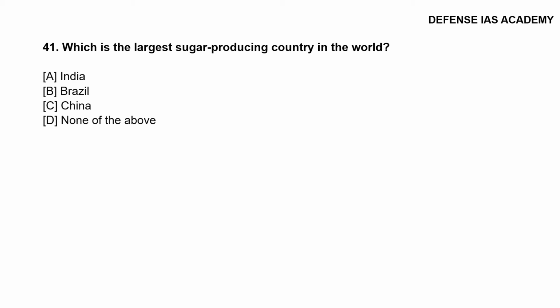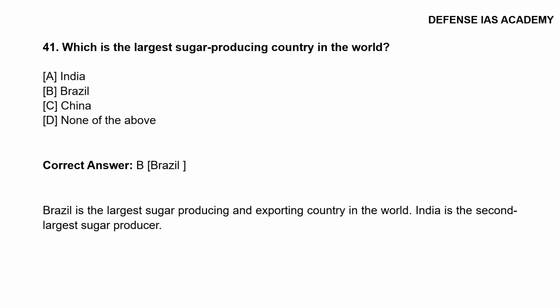Question number 41. Which is the largest sugar producing country in the world? The correct answer is option B, Brazil. Brazil is the largest sugar producing and exporting country in the world. India is the second largest sugar producer.